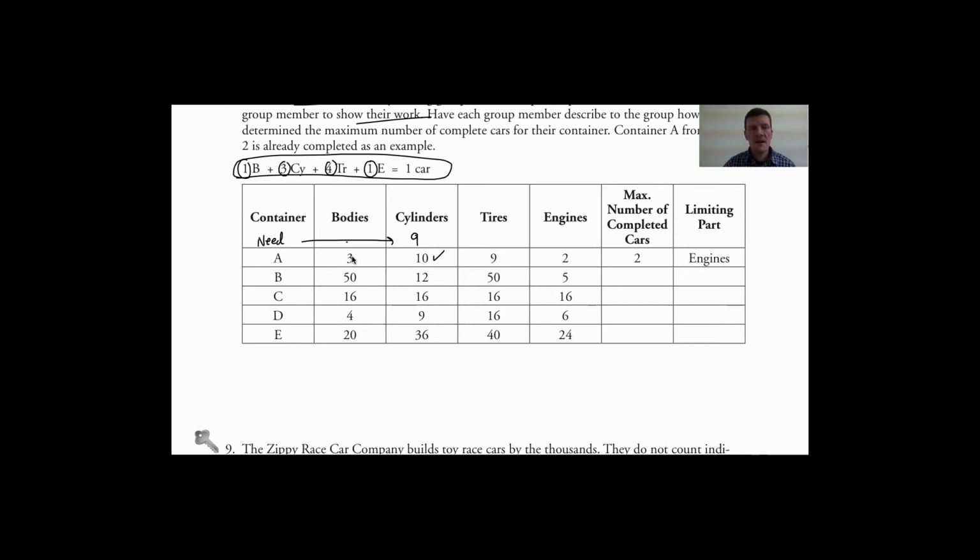Okay? If I have 3 bodies, I would need 4 times that in tires. I would need 12 tires. Do I have that? No, I don't. And if I have 3 bodies, I would need 3 engines. Do I have that? No, I do not. So which one is going to limit what I can make? Well, these two I put X's by, but which one is actually the one that is limiting it the most? 2 engines can produce 2 cars.